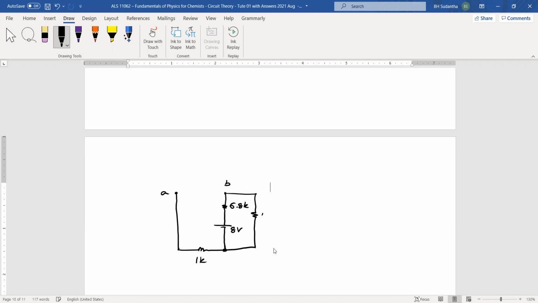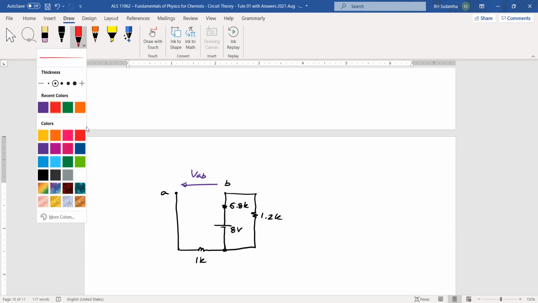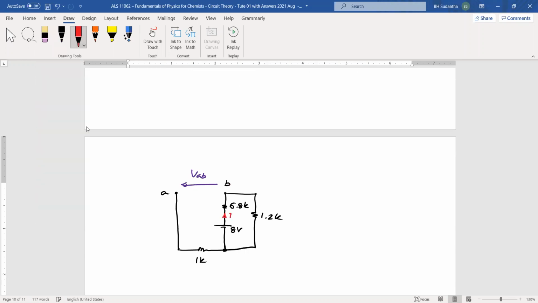This is 6.8K, this is 1.2K. Now we want to find this VAB. Okay. But here you know that the current is not going through this resistor. The only way current has to go is this one. Through this one, current is not going. Because of that, there is no voltage drop here. And there is no current here.